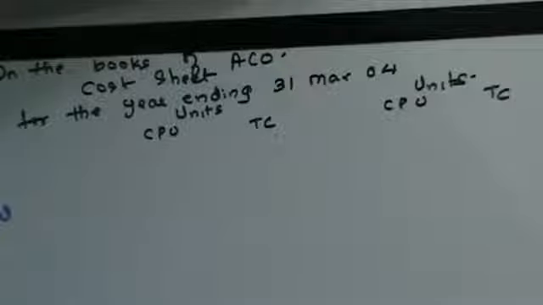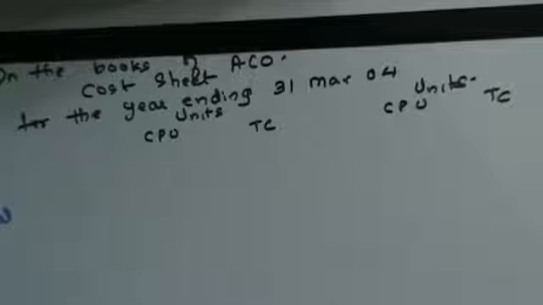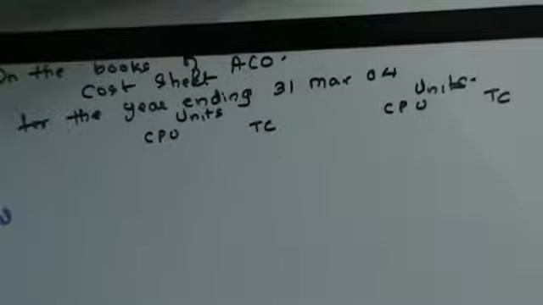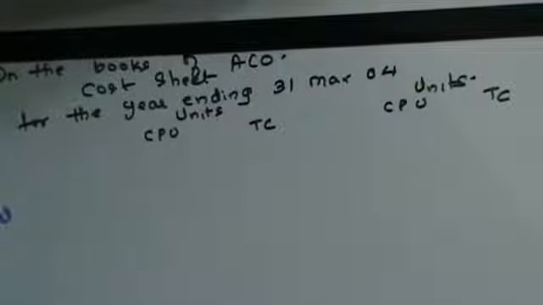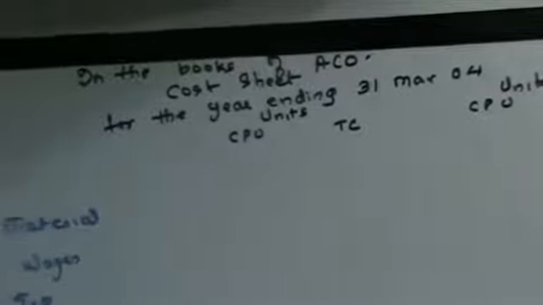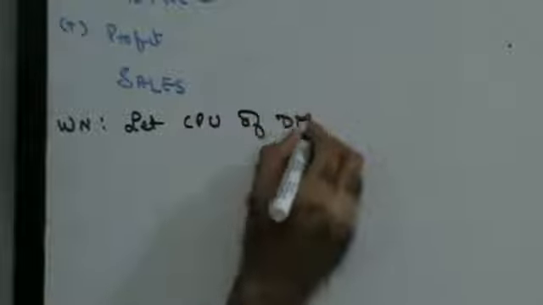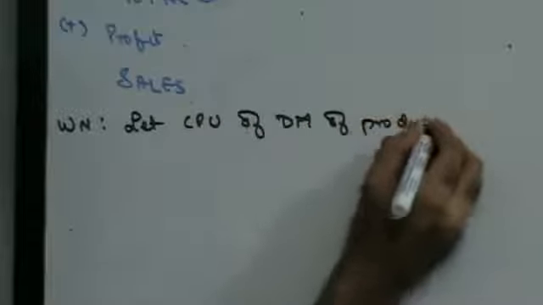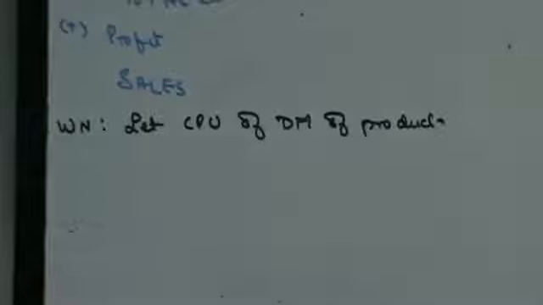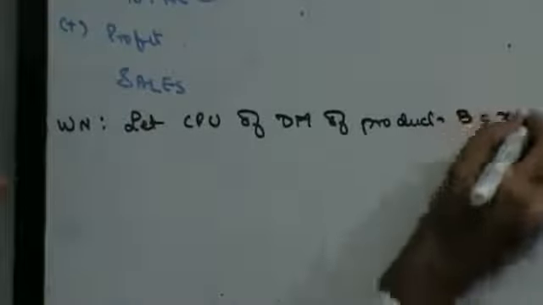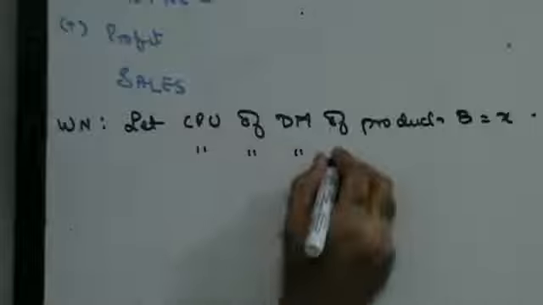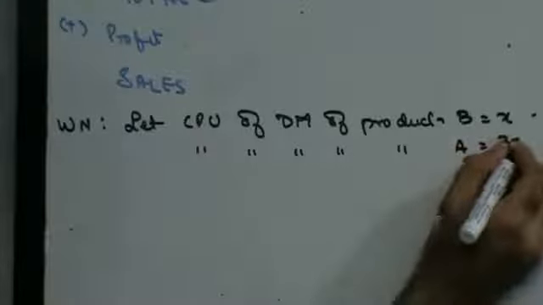Okay, let's start. A manufacturing company produces two products A and B. The following information is available for the year ending 31st March 2004. Direct material used, I'm directly looking at the adjustments. Direct material used per unit of product A is 3 times that of product B. Let's see the working note. Working note 1. Let CPU of direct material of product B be X. Therefore, CPU of direct material of product A is going to be 3x.